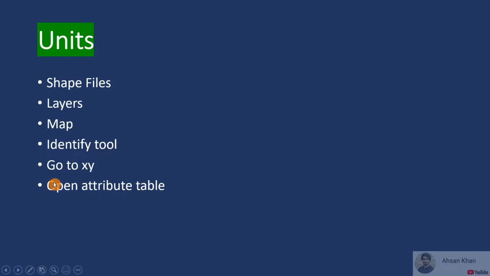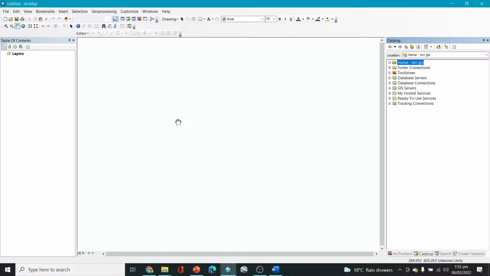But this one is going to be different from all of the others here. So the main ones are shapefiles, layer, map, identify tool, and go to XY, and maybe other options as well, but we're going to explore these ones. So let's open ArcGIS. Okay, so here we are with ArcGIS.